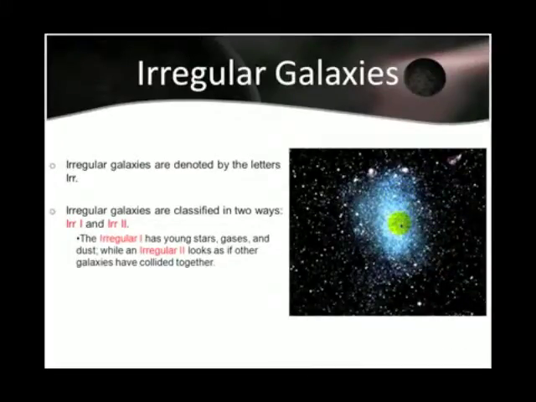Irregular galaxies are denoted by the letters IRR. Irregular galaxies are classified in two ways, IRR1 and IRR2. The Irregular 1 has young stars, gases, and dust, while an Irregular 2 looks as if other galaxies have collided together.